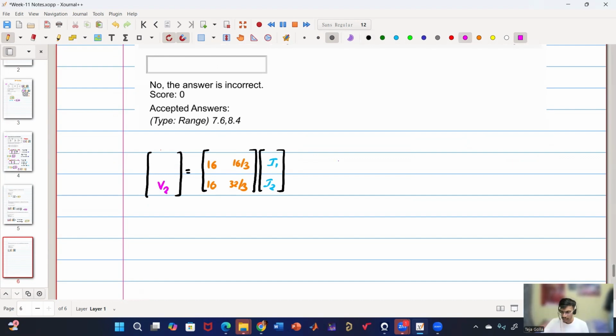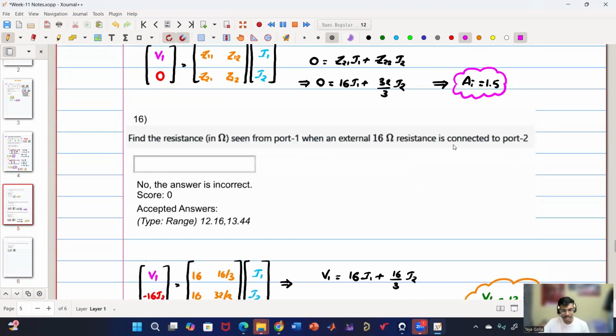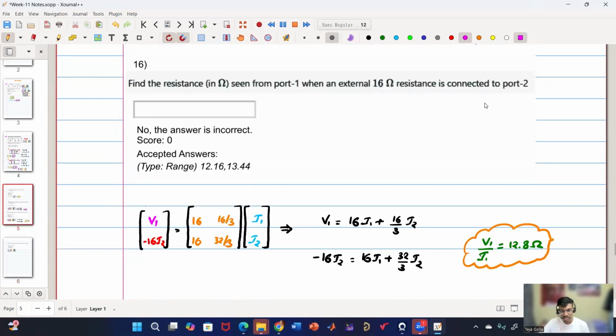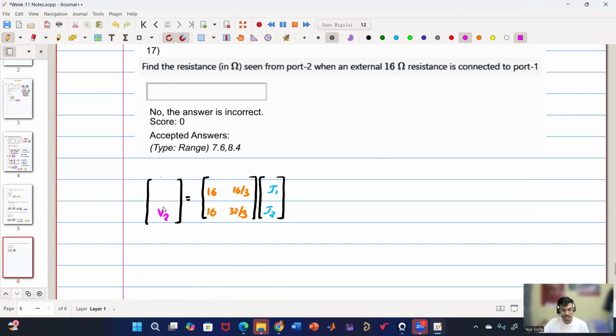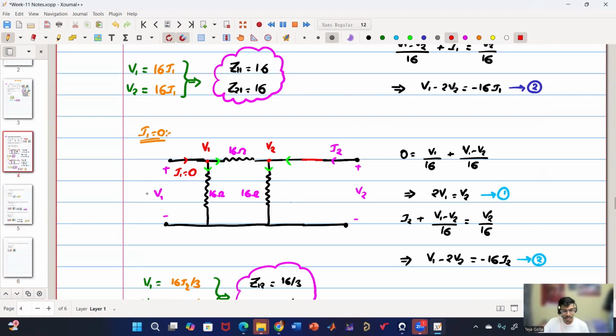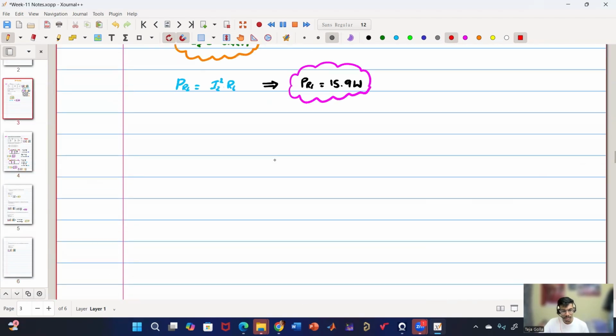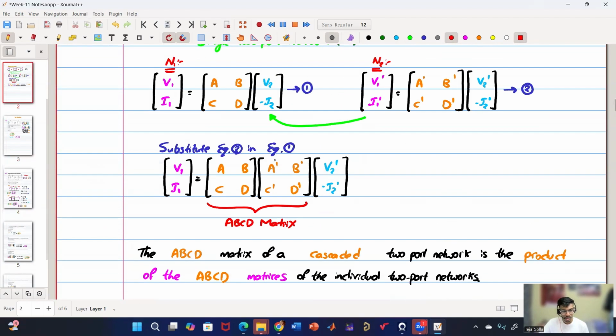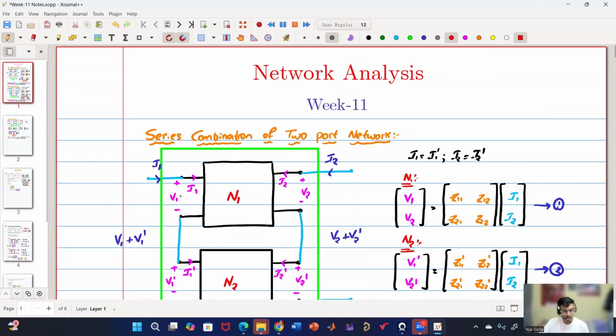So they have connected it the same way. Previously they connected the resistance at port 2. Now they are connecting it at port 1. So what will be the expression? 16 I1. Will it be plus or minus? It's plus 16 I1. And why is it so? Why not minus? Let us go back to the two-port network. If I connect a resistor here, is the resistor consuming the current or supplying the current?